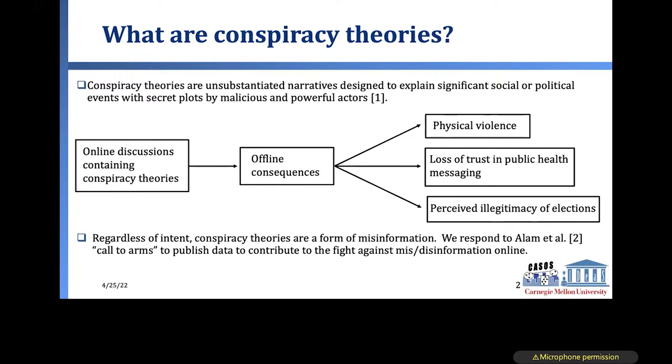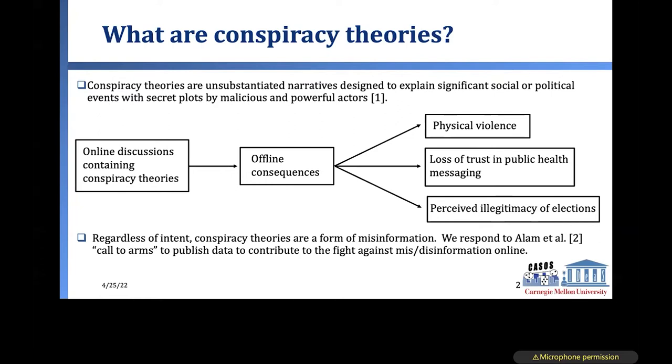An example of that would be Pizzagate. During the 2016 US presidential election, there was a theory that Hillary Clinton and other Democratic Party operatives were running a child sex trafficking ring out of a pizza shop in DC. And this eventually resulted in shots being fired at the pizza shop by people trying to, quote, save the children.